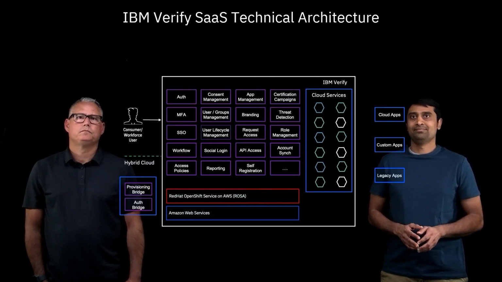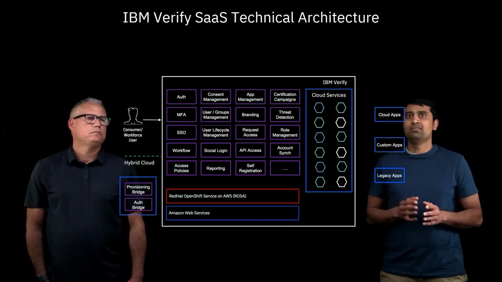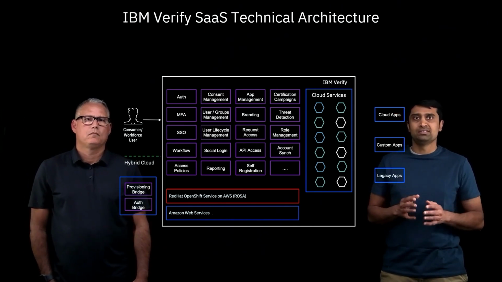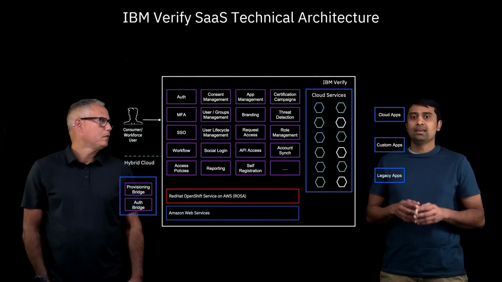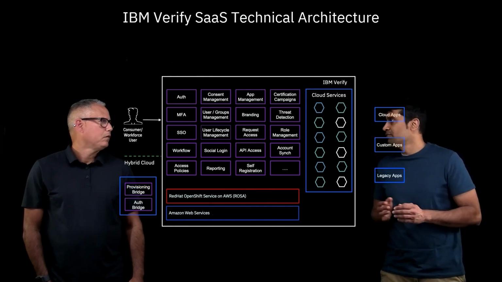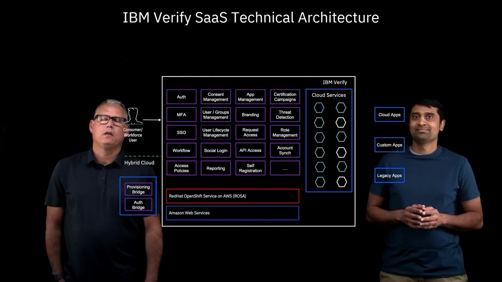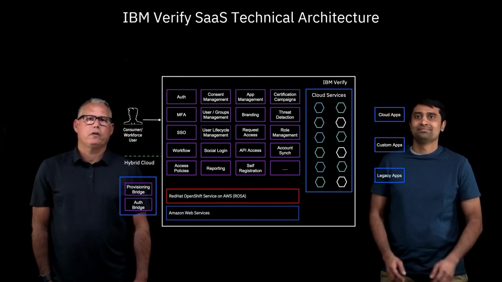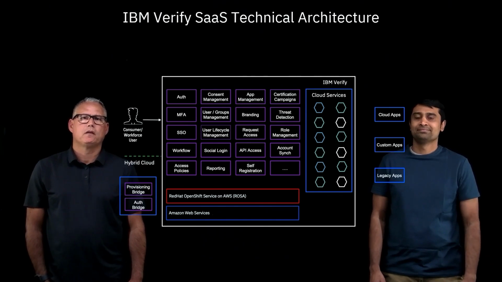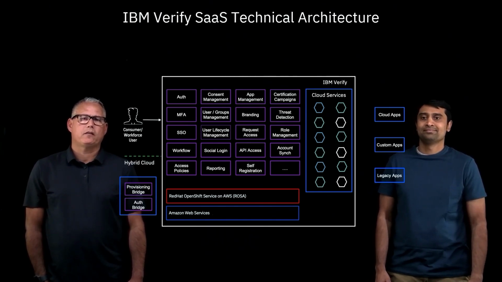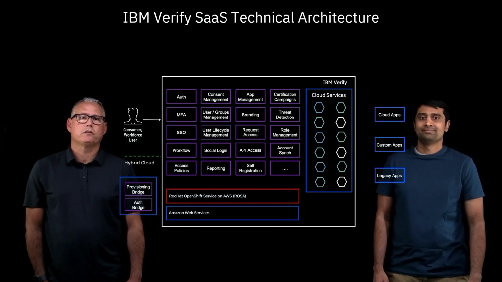We are going to be talking about the technical architecture of IBM Verify. Jose, before we dive deep into the IBM Verify SaaS technical architecture, can you give us a quick description of the solution? Yeah, absolutely. So IBM has a long history on the identity and access management space. We have products on the portfolio that has been successfully powering customers' IAM programs for many, many years.